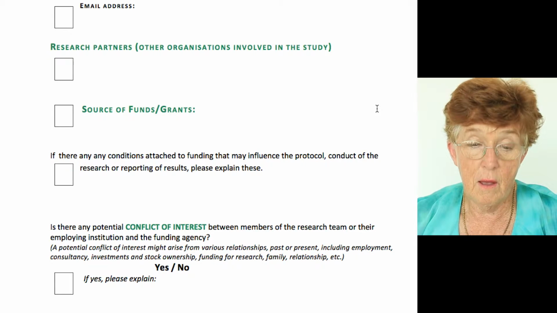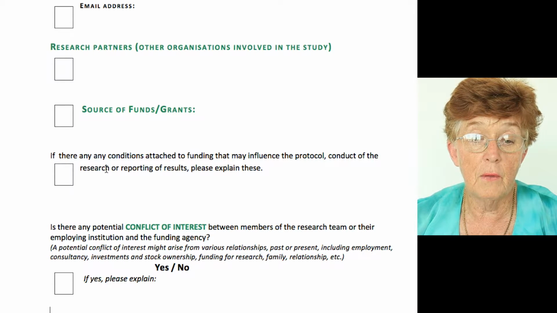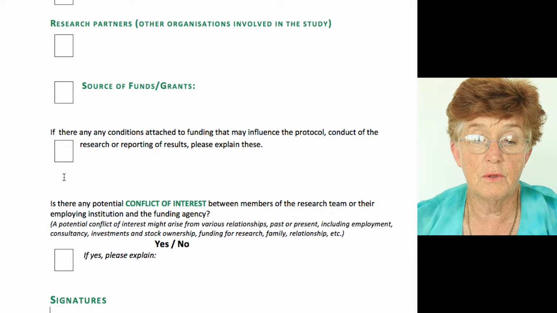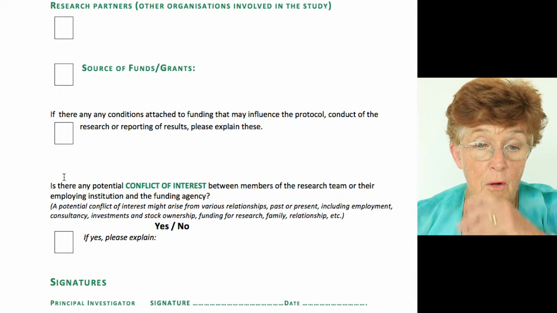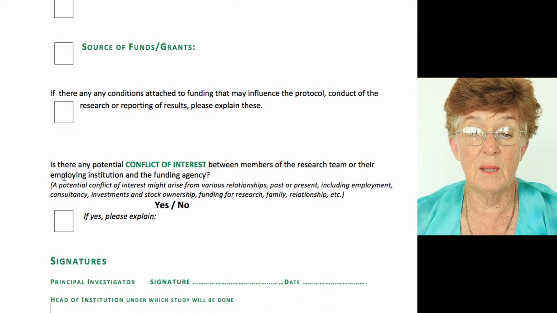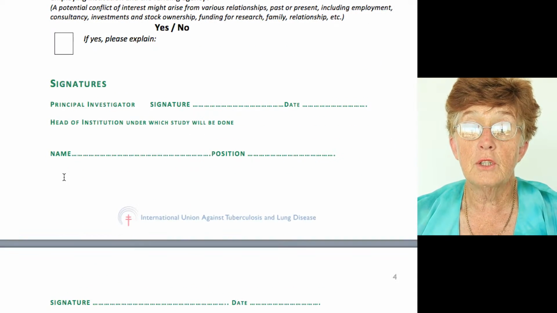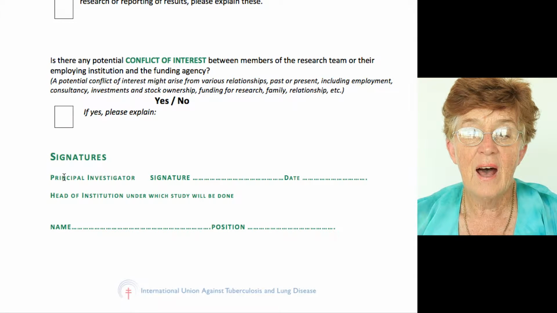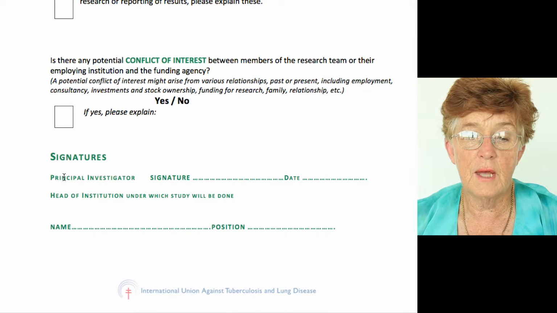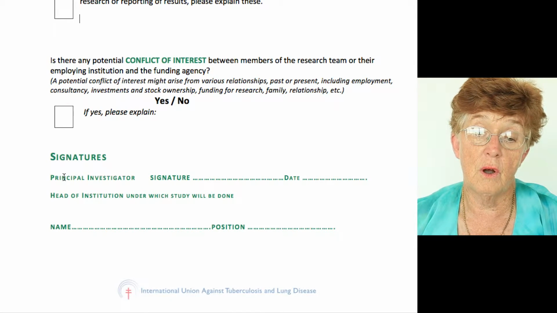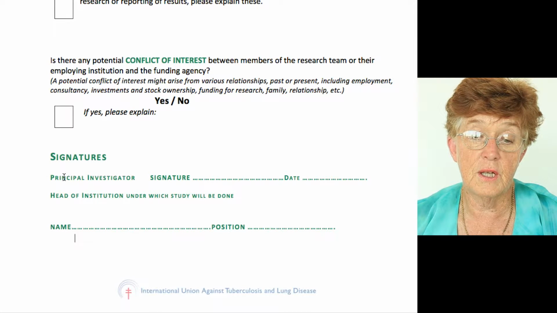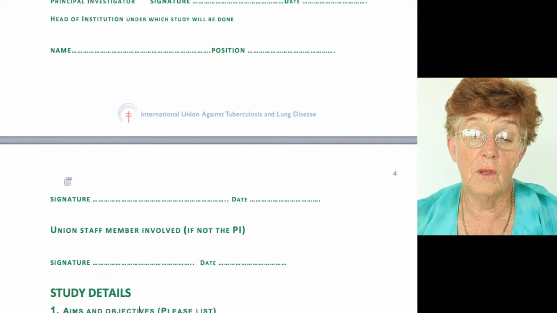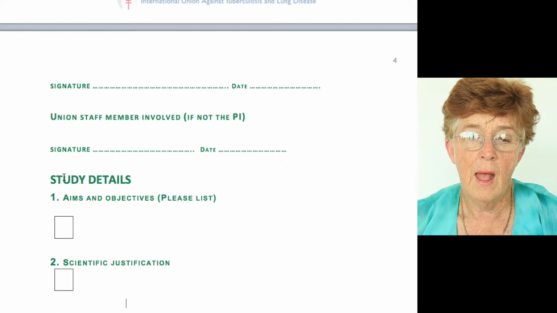By the way, all these blocks, if you double click on them, you're able to write in them. So it's useful for you and for the reviewers to see things in the blocks. Any potential conflict of interest, and explanation on that. And then the signatures of the principal investigator, the head of the institution with a name and position, and the union staff member.